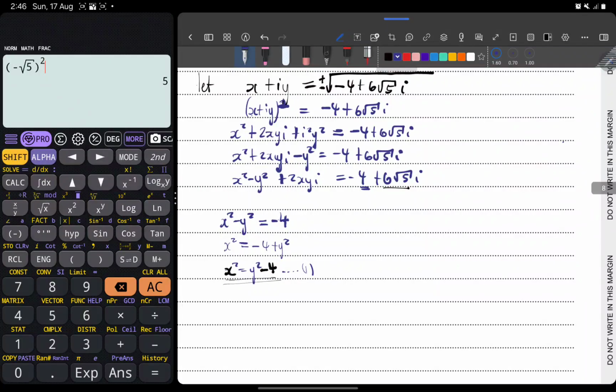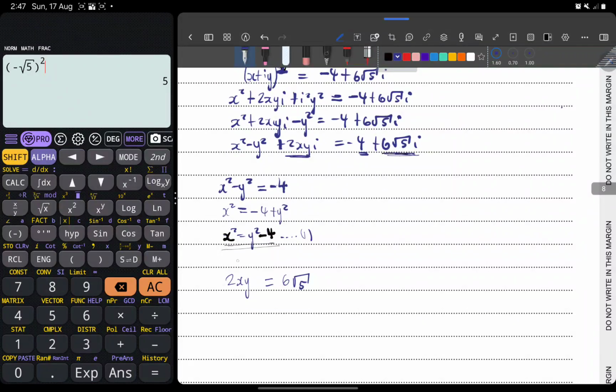So now what am I going to do now? I'm going to write on the other side of the paper. Now let's go for it. I'm going to write the other thing, which is the imaginary part. This part, the i's. You leave the i, you just take the other thing. So you're going to say 2xy is equal to 6 root 5.